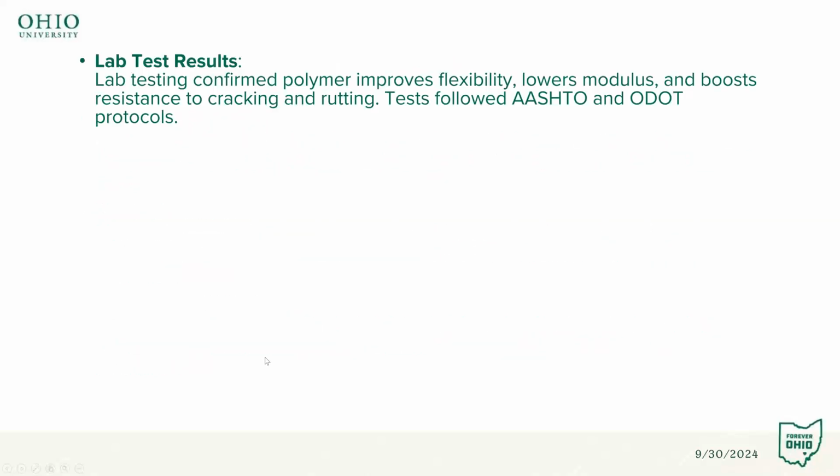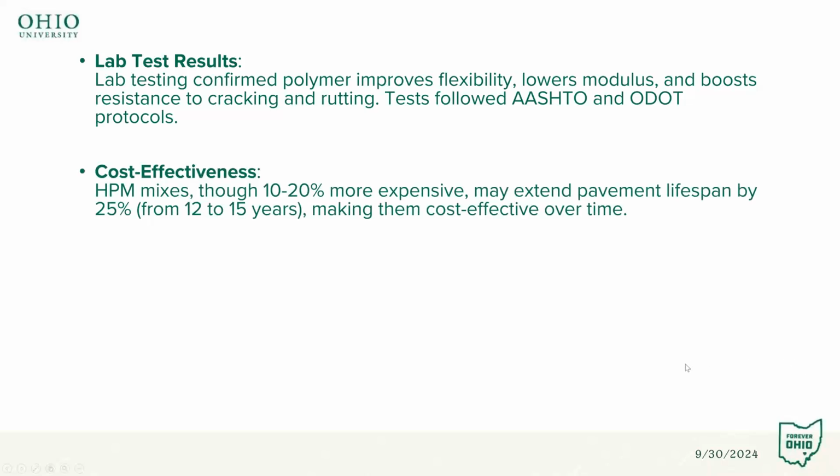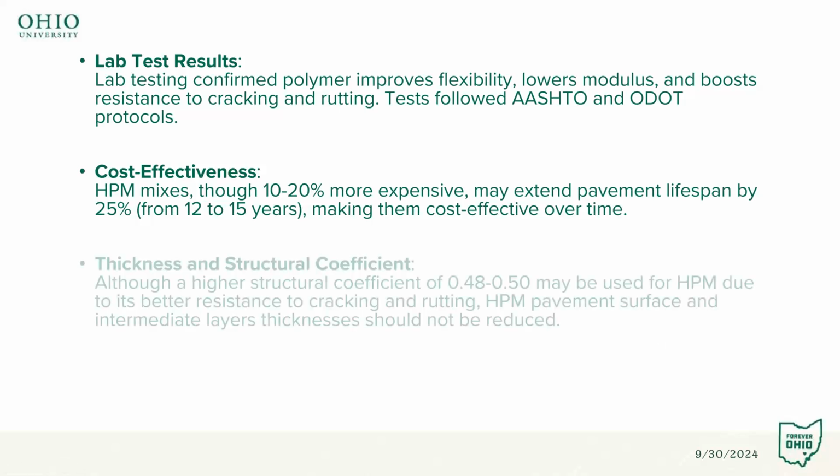Lab testing confirmed polymer improved flexibility, lowered modulus, and boosted resistance to cracking and rutting, just as Dr. Chu had mentioned, and the tests were all following AASHTO and ODOT protocols. HPM mixes are 10 to 20% more expensive, but if they extend pavement lifespan by roughly 25%, that would be 12 to 15 years longer, which would make them cost effective over time.